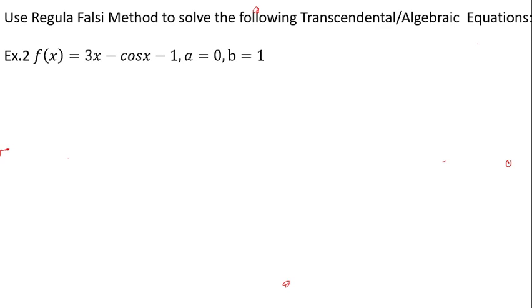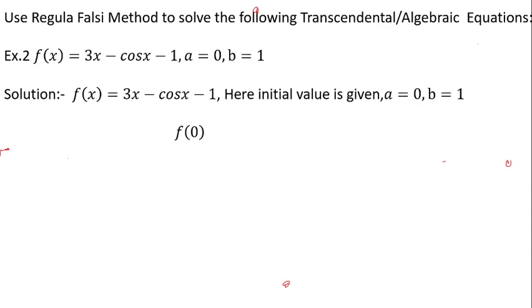Now let us start with solving the problem. What will you do first? First let us write down the solution. In the solution, when you write it, write systematically. f of x is 3x minus cos x minus 1, which is the given function. Now here the initial values are given: a is 0 and b is 1.